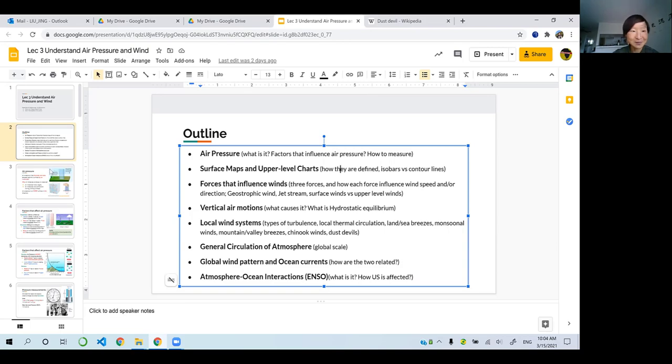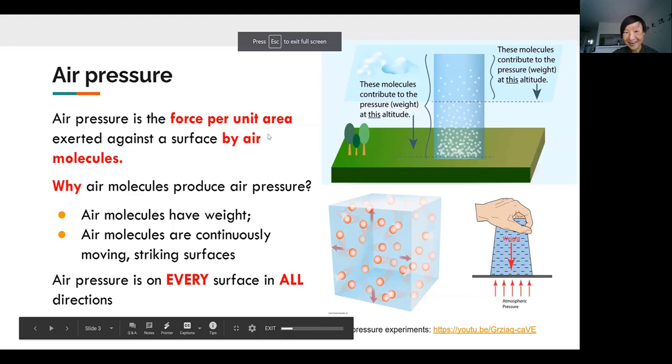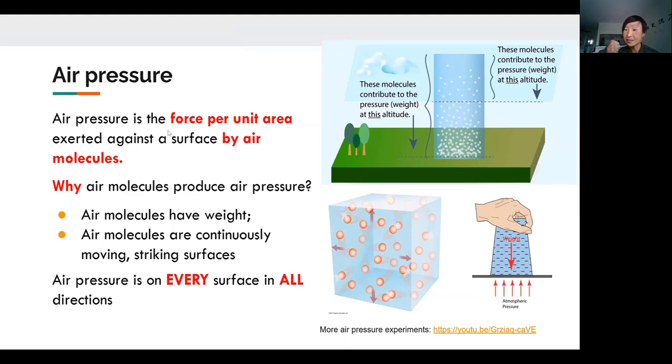Let's get started with my presentation. So what is air pressure? Air pressure is a force per unit area. Basically, if you have some force, for example, I'm pressing my table, and you have an area subject to that pressure pressed by me, you use this force divided by the size of that area, and that is pressure.